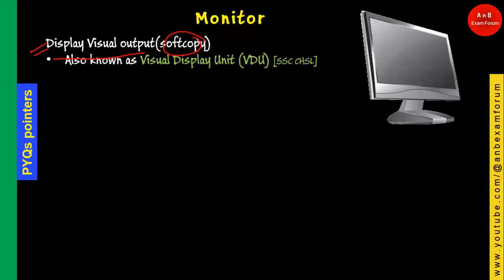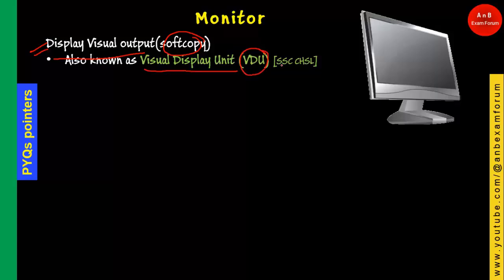That is known as a soft copy, which you cannot feel. It is just a visual output on the screen. These monitors are also known as visual display unit, in short VDU, and this question was asked in SSC CHSL, where they ask which of the following is also known as monitor. So the answer will be VDU, visual display unit.